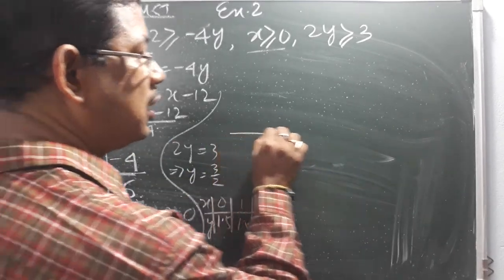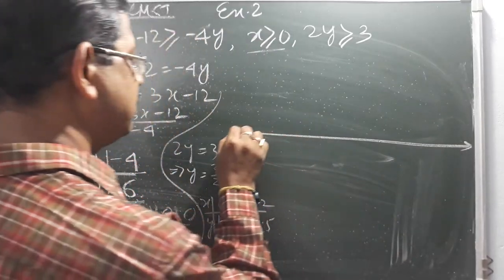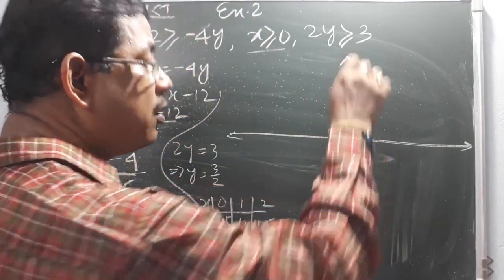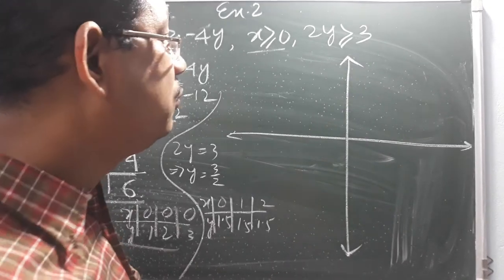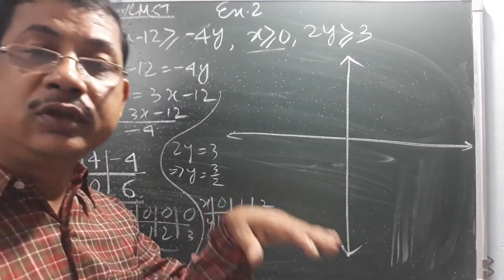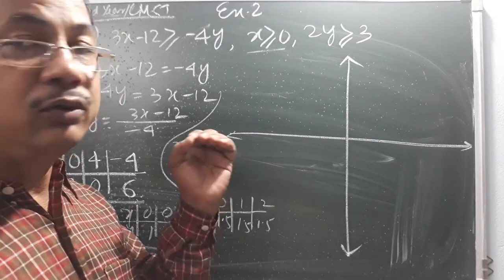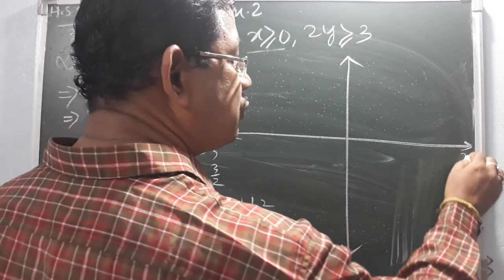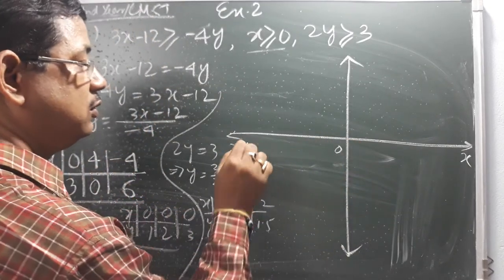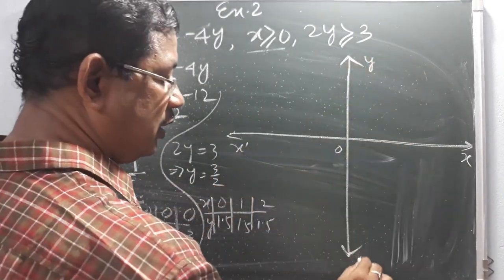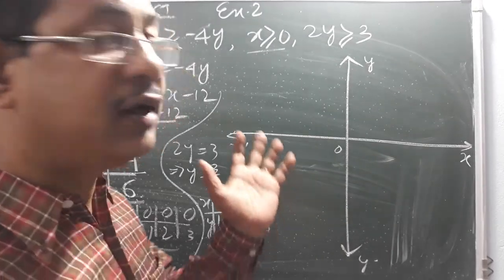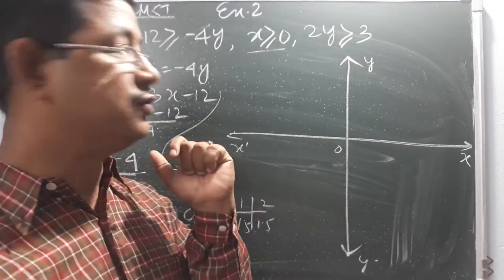Now we will draw the graph. Students, don't draw the graph like this; I am doing it this way only for demonstration. You have to do it on graph paper. In the exam also they will supply this graph paper. Now x'ox is our x-axis, y'oy is our y-axis. These arrow marks on both sides mean that they are infinitely long straight lines.